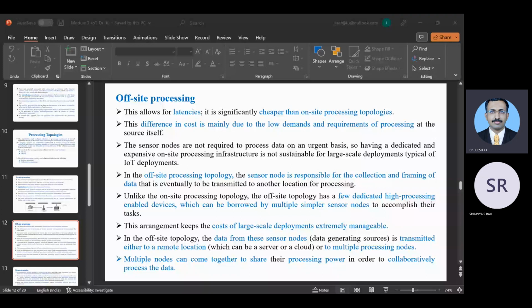Remote processing as well as collaborative processing. By arranging the cost, you can say that the cost will be comparatively less compared to that of on-site processing. You can also say that the data from these sensor nodes is transmitted either to a remote location or to multiple processing nodes.